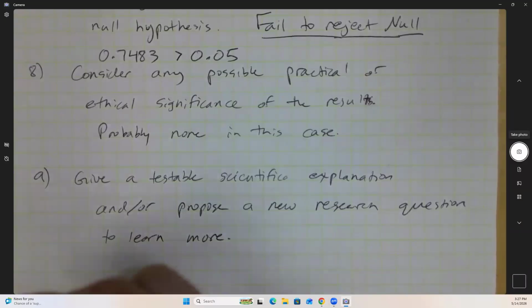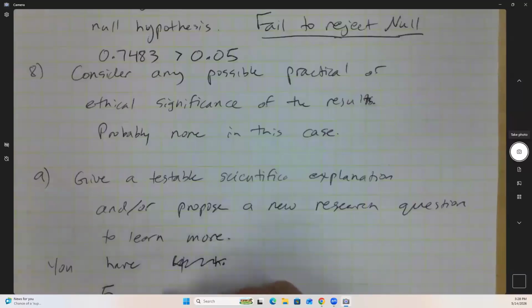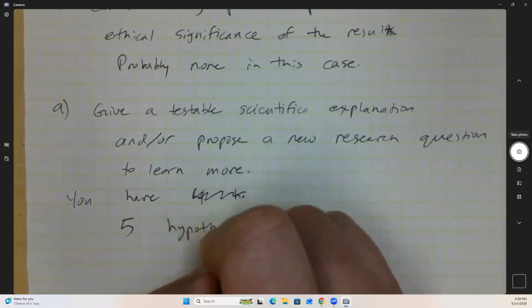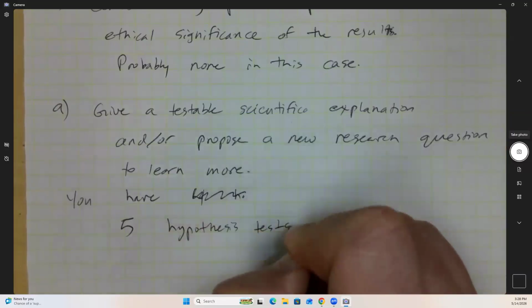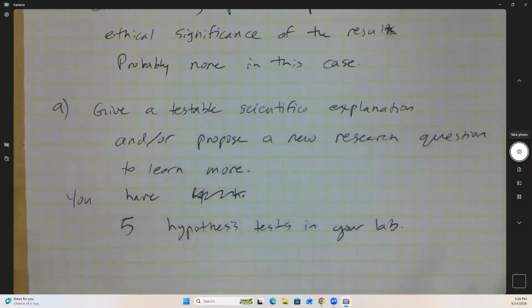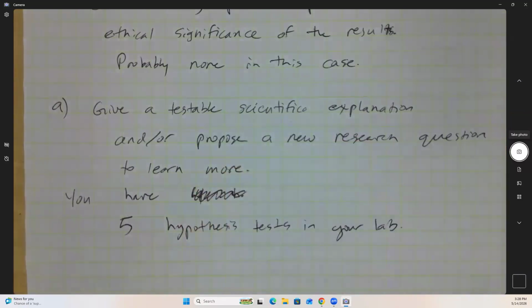Okay, so you have 5 hypothesis tests in your lab. One is informal and the other 4 follow these 9 steps. So I would like you to work on those. And you also have confidence intervals if you haven't already started that before then.